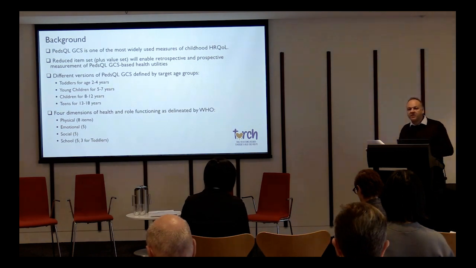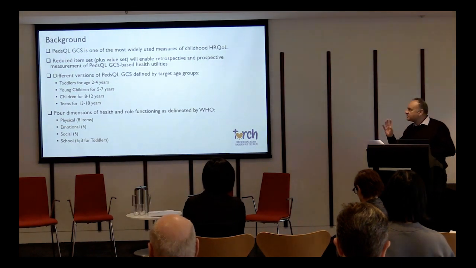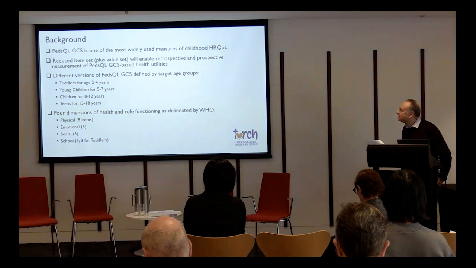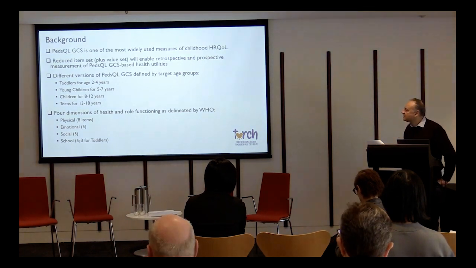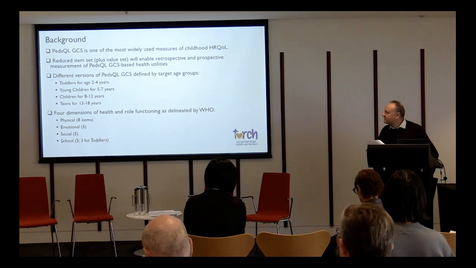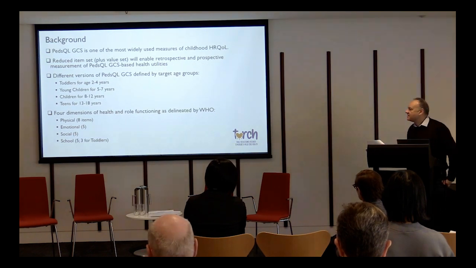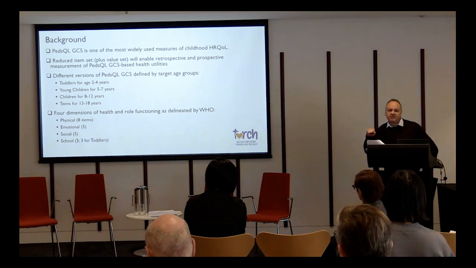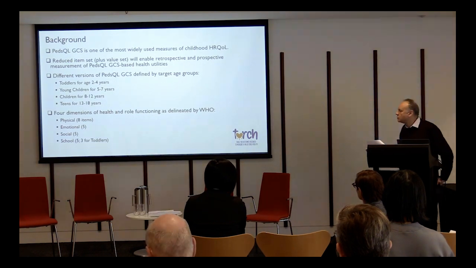There are different versions of the PedsQL generic core scales that are delineated by different age groups. There are different age-specific modules. There's a toddler module that covers children aged between 2 and 4 years. There's a young child module that covers children aged between 5 to 7 years. The children's module covers children aged between 8 and 12 years, and the teens module covers the teenage years. There's also a young adult version of the PedsQL. We haven't focused on the young adult version within Torch.